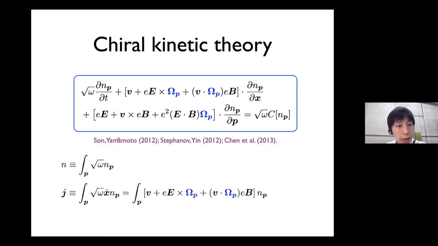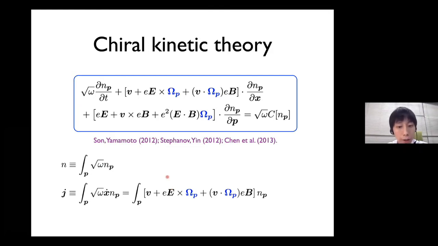And in the presence of the Berry curvature, the expressions of the particle number and also the current are modified in this way. Here we have a modification of the measure by the factor of square root of omega. This is very similar to the situation in general relativity, where we have a modification in the measure in the curved space: a square root of minus determinant of the metric. And in the case of chiral kinetic theory, the measure is different from unity due to the presence of the Berry curvature. That's why we have a factor of square root of omega here. And similarly for the current.